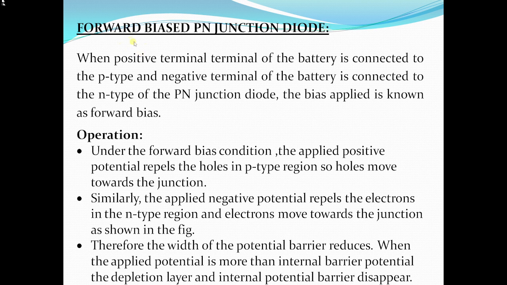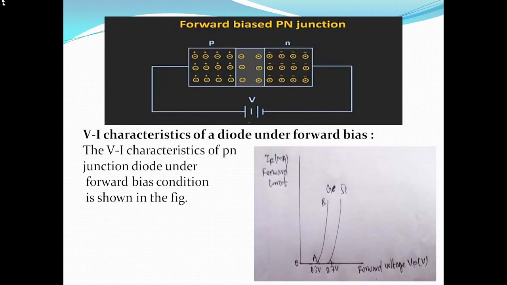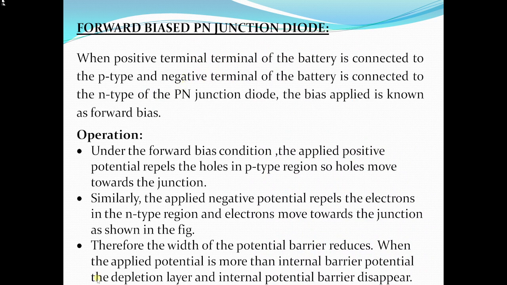So, when is the circuit called forward biased? See here, when the positive terminal of the battery is connected to the P-type semiconductor and the negative terminal of the battery is connected to the N-type semiconductor, then it is called a forward bias PN junction diode. The bias applied is known as forward bias.